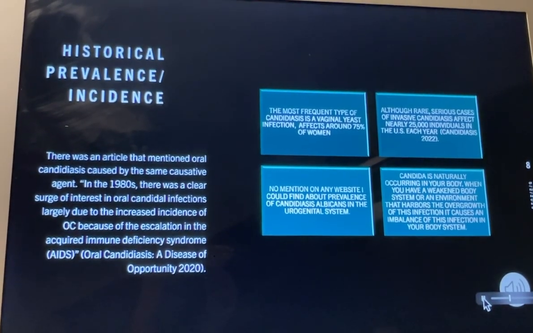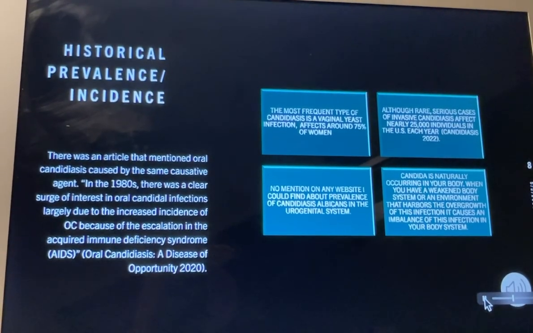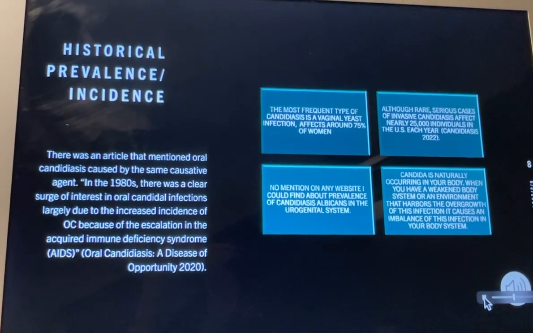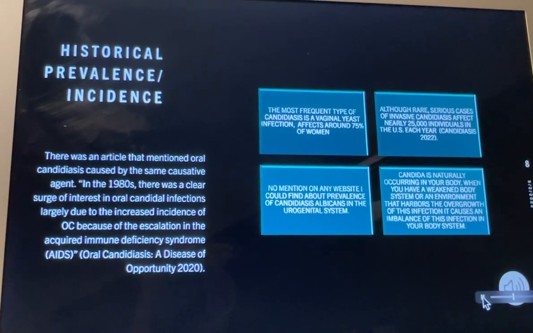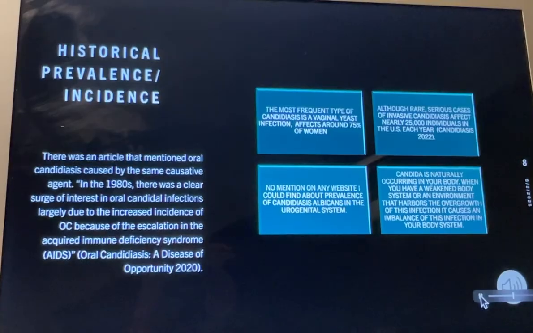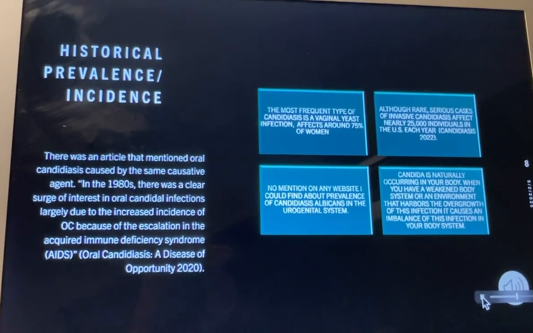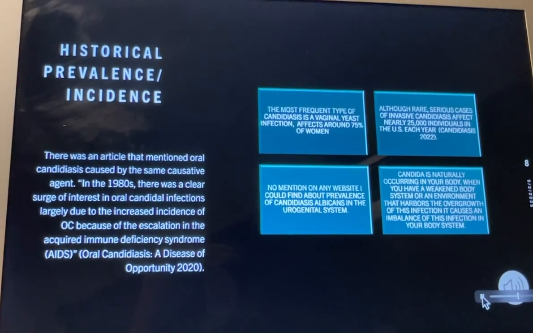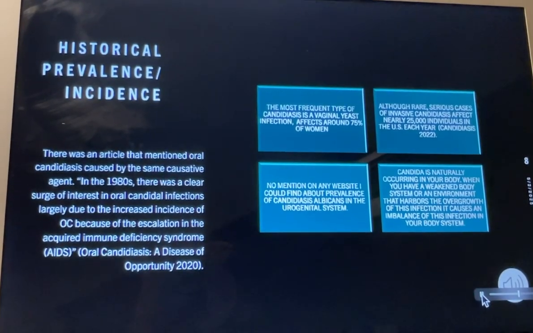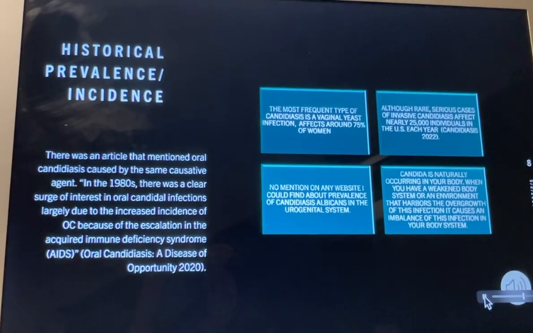It is also caused by the same causative agent, but it is in your mouth instead of your vagina. In the 1980s, there was a clear surge of interest in oral candida infections because of the escalation in AIDS. The reason candidiasis albicans was so prevalent in that time and now is because it is naturally occurring in your body. It is an endogenous infection. When you have a weakened body system or an environment that harbors the overgrowth of this infection, it can cause an imbalance of this infection in your body system.